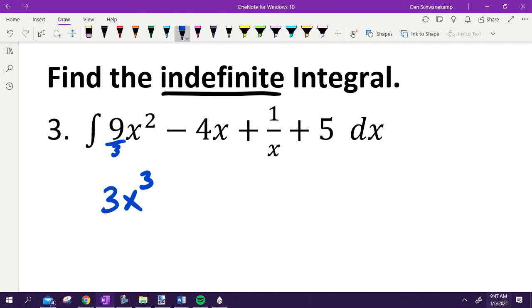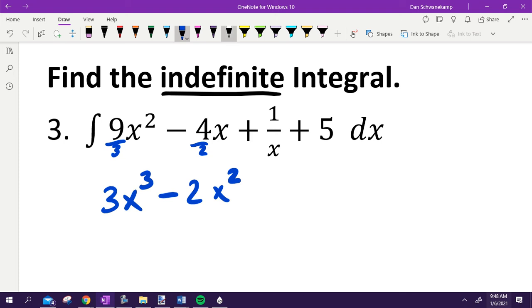It gave me 3. My next one here, Maddie, what's your new exponent going to be? It's 2, because we add 1 to our exponent, it's x squared. And then you divide by your new exponent. So what are you going to have for your leading coefficient? -2. Good. 4 divided by 2. Yeah, it's -2. Then we get to the weird one, 1 over x.